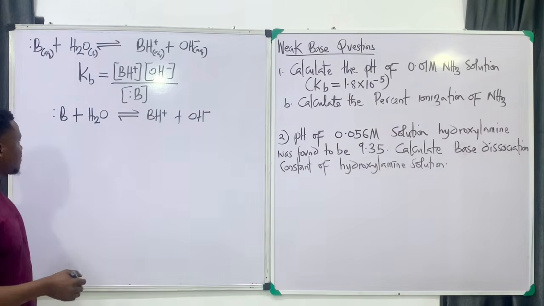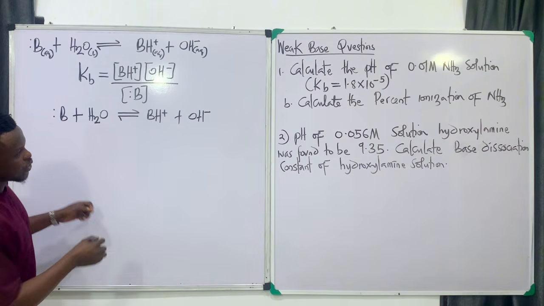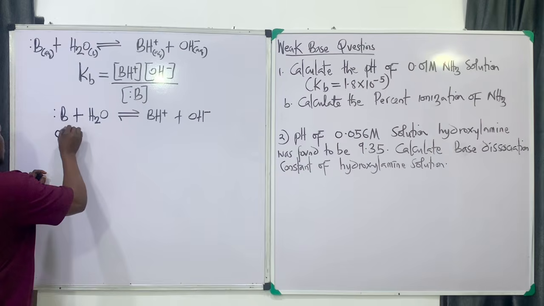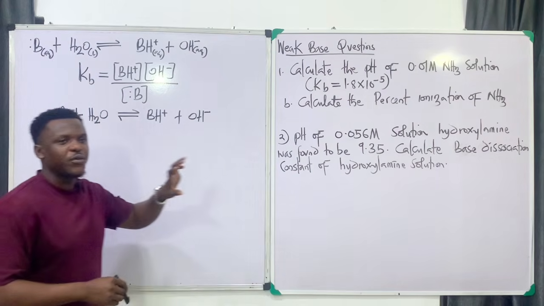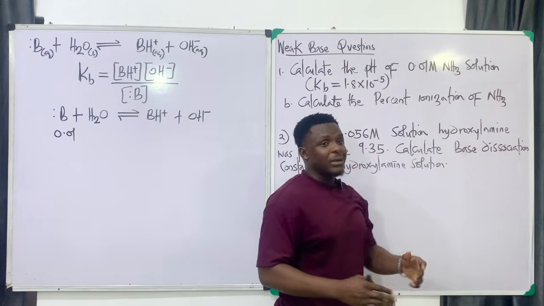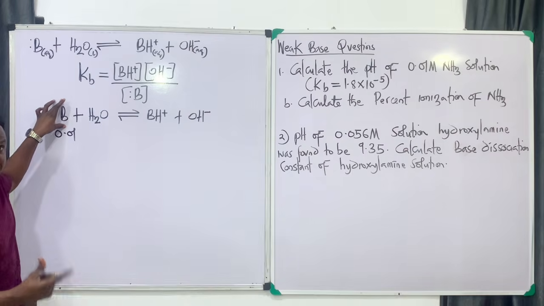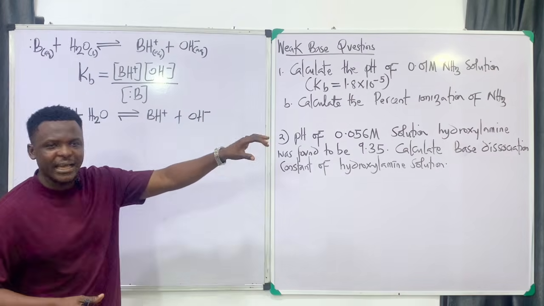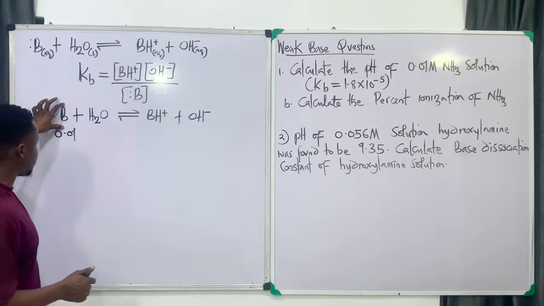Pay attention, class. Now the concentration of this, in that question they gave us to be 0.01. Now this formula is used for all types of weak bases. In this question, ammonia is a weak base, right? But I did not bother writing ammonia. I simply used a general representation for base, which is this capital letter B. So whether it is ammonia that is there or anything else, it doesn't matter. So the concentration of the base is 0.01.